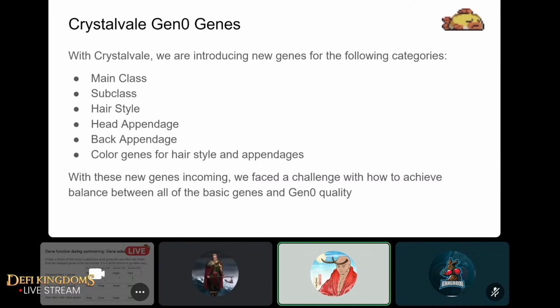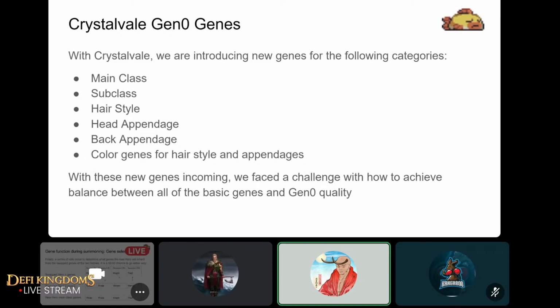So with that, if we start talking about that in the context of the Crystal Veil Gen 0s, what we're doing is adding new basic genes for the main class. That's the Berserker and the Seer. Subclass, same thing, Berserker, Seer. Then we have 2 new hairstyles that are basic, 2 new head appendages, and 2 new back appendages, all in the basic gene pool, as well as color genes for each of those.